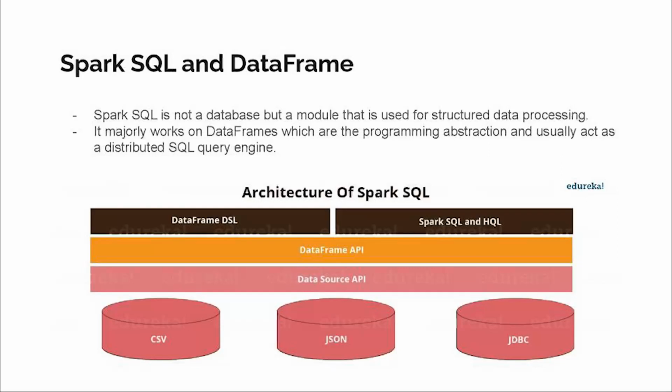Then the third one is the SQL interpreter and optimizer. The SQL interpreter and optimizer is based on functional programming constructs in Scala. The fourth API is the SQL service. Now, the SQL service is the entry point for working with structured data in Spark. It allows the creation of data frame objects as well as the execution of SQL queries. So this is all about the different powerful Spark SQL APIs that we have for working on structured data sets.